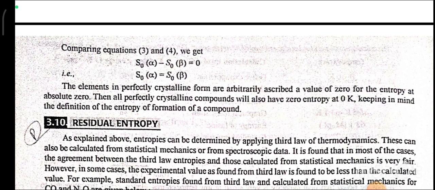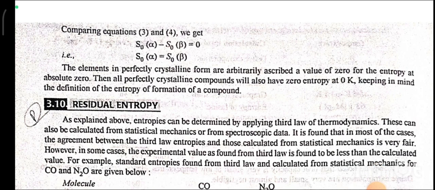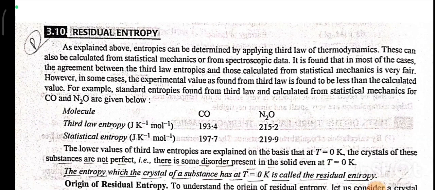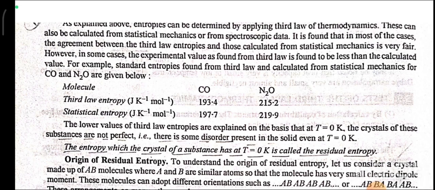The elements in perfectly crystalline form are arbitrarily ascribed a value of 0 for the entropy at absolute 0. Residual entropy. As explained above, the entropies can be determined by applying the third law of thermodynamics. These can also be calculated from statistical mechanics or from spectroscopic data. It is found that in most cases, the agreement between the third law entropies and those calculated from statistical mechanics is very fair.